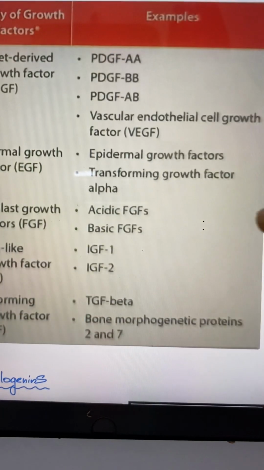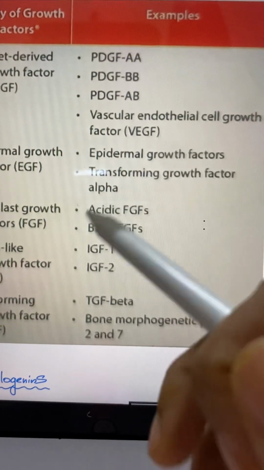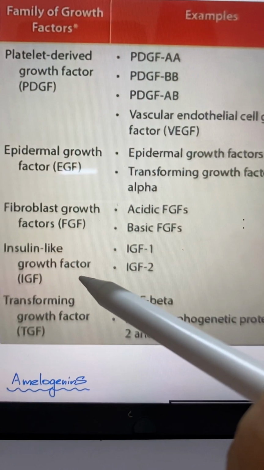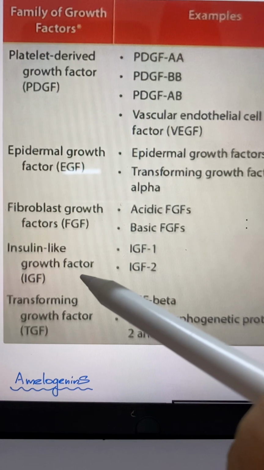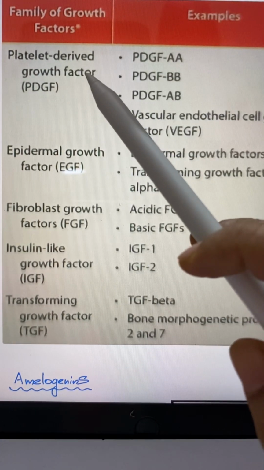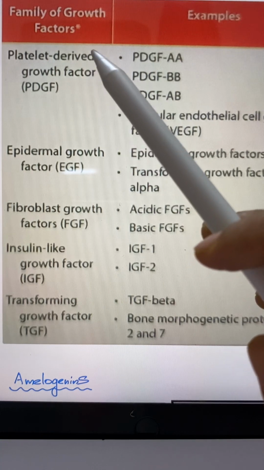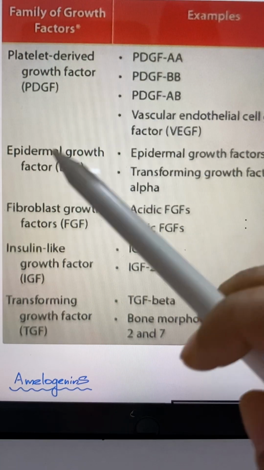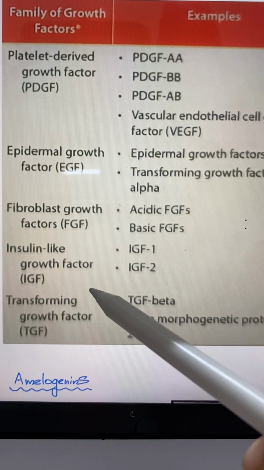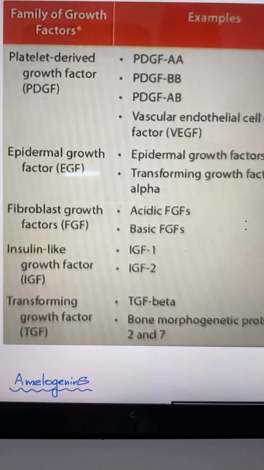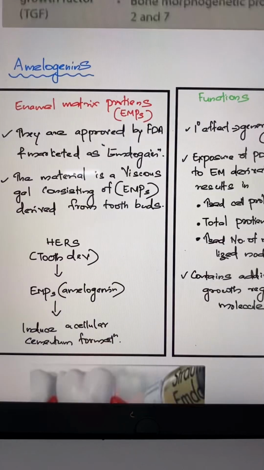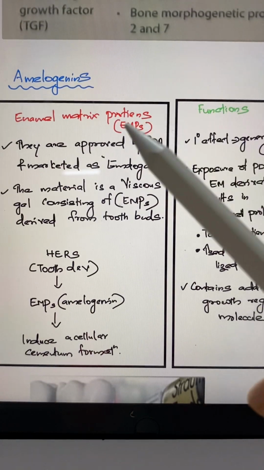These are the family of growth factors. If you see this, you can see some growth factors like platelet derived growth factor, because we have to take it from the platelet, and epidermal growth factor, fibroblast growth factor, insulin like growth factor, and transforming growth factor. Like that, many growth factors are there. First we will discuss amelogenins.